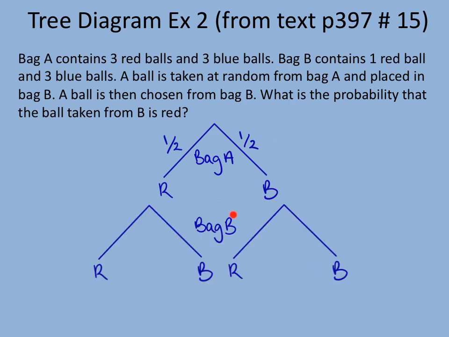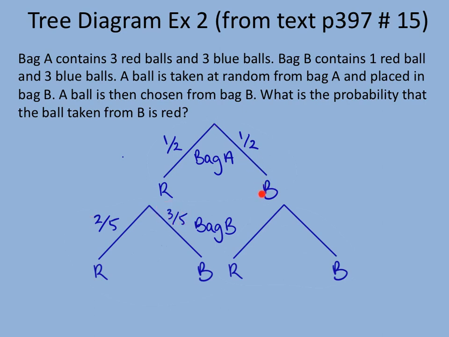Okay, so here is bag B. I'm either going to take a red ball from bag A and put it into bag B, or I'm going to take a blue ball and put it into bag B. Bag B already has 1 red ball in it and 3 blue balls. So this is saying that I take a red out of bag A and put it in here. So now I have 2 red balls in bag B and still the 3 blue balls. So now my probability of getting a red out of bag B is 2 out of 5, and for getting a blue is 3 out of 5.